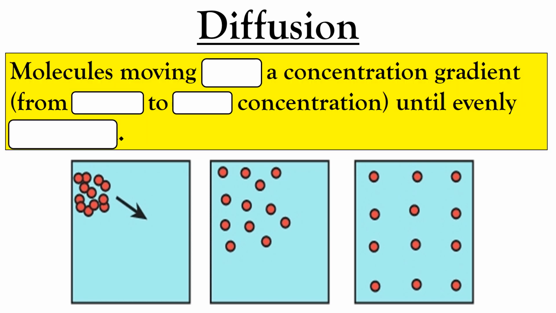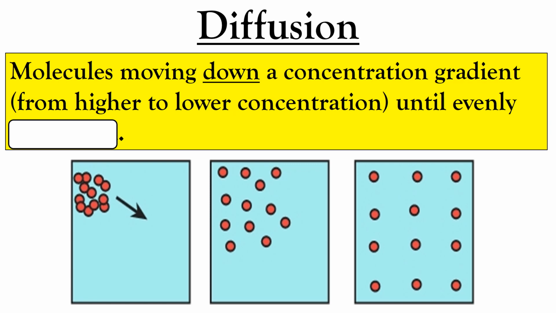Now, diffusion, and we talked about what a concentration gradient is. Diffusion is when molecules move down a concentration gradient, and that means they are moving from a higher concentration to a lower concentration, and this process continues until they're evenly spread out. So that is diffusion.